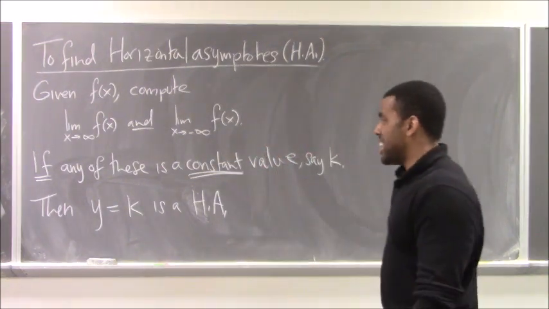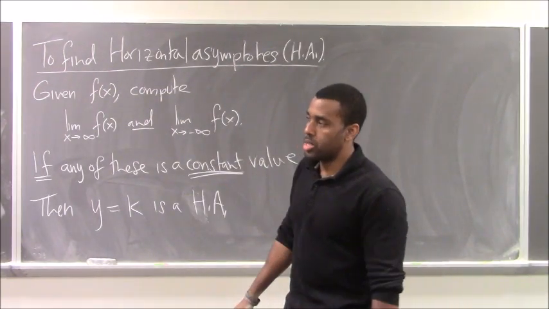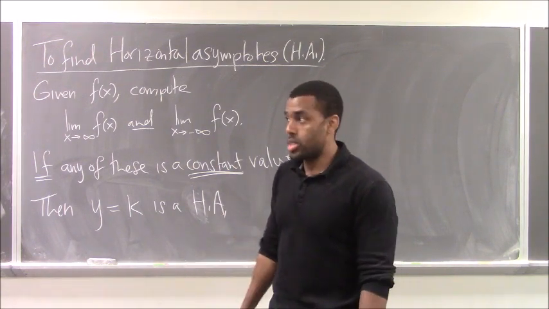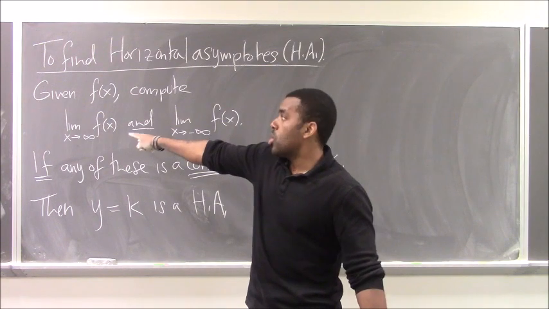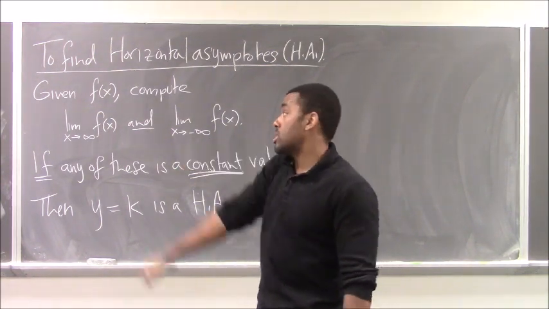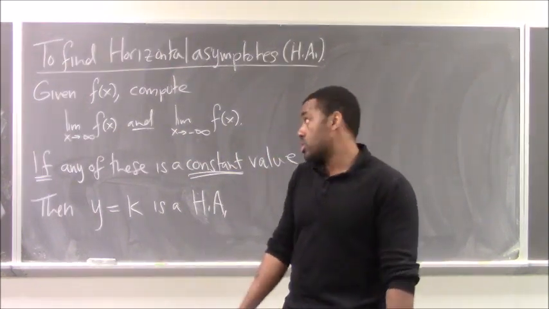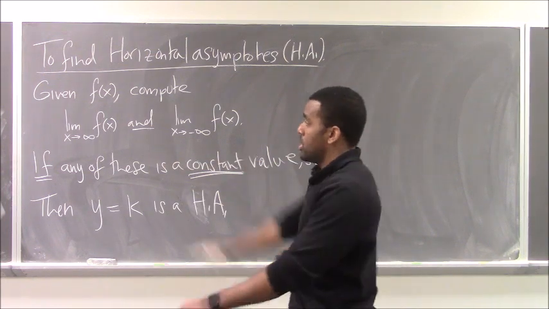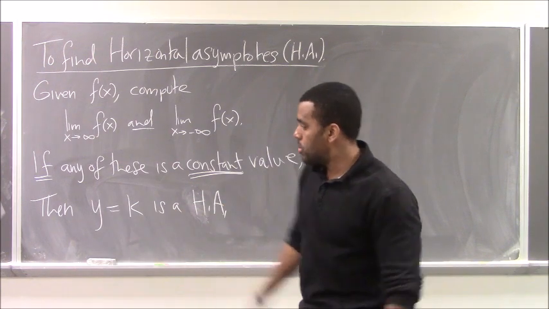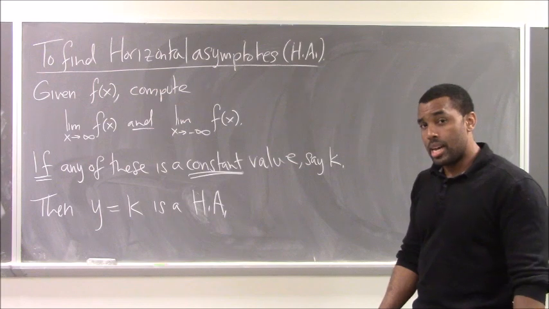That being said, if either of them gives you a constant, y equals that constant is the horizontal asymptote. If they give you different constants, then you have two horizontal asymptotes. So if this one gives you 5, that means the line y equals 5 is a horizontal asymptote. Then you take this one and you got 7. Then that means the line y equals 7 is also a horizontal asymptote. As you're going off to the right, you would approach y equals 5. As you're going off to the left, you would approach y equals 7. So as long as one of these gives you a constant, that is called a horizontal asymptote.